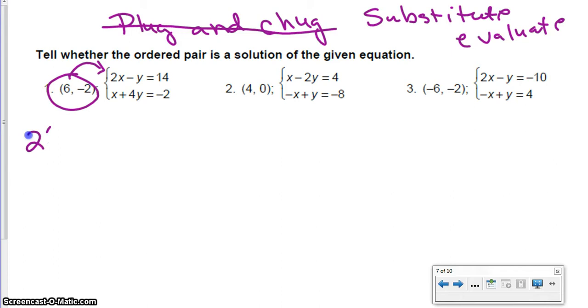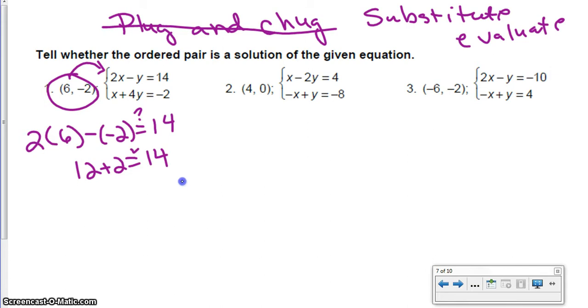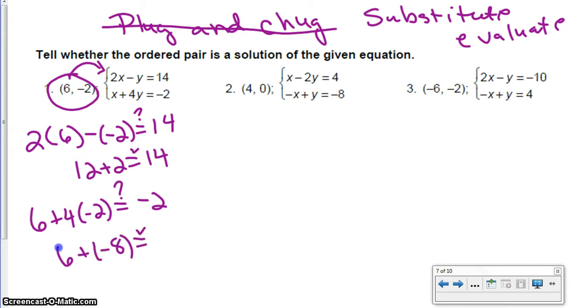So real quickly, we just do this and say, does that equal 14? And yes, case in point, 12 plus 2 does equal 14. Now, the lazy student will say, this is a solution, but don't forget, you also need to, that's right, substitute the last value in and say, is this equal to negative 2? And 6 plus negative 8 is indeed equal to negative 2. So yes, this is a solution. Go ahead and try the other two and see what answers you get, and we'll talk about that tomorrow.